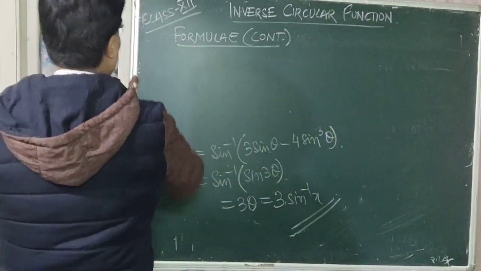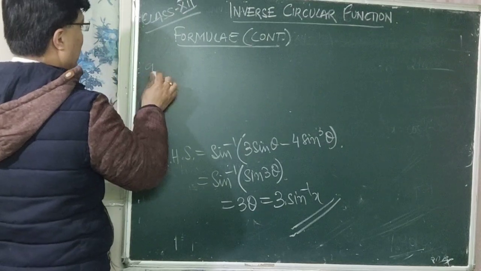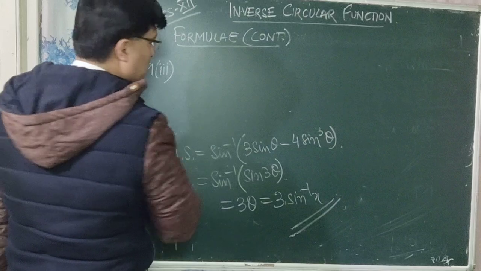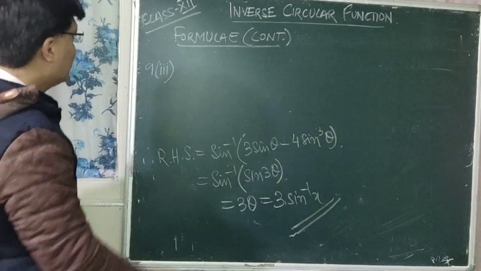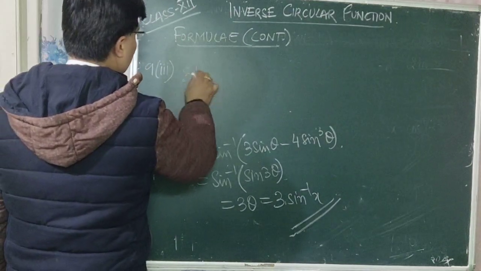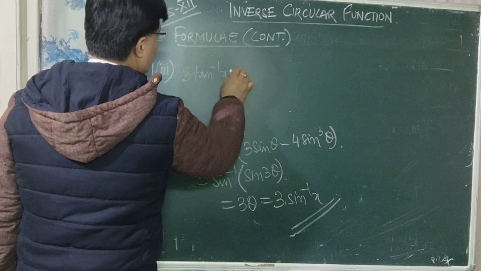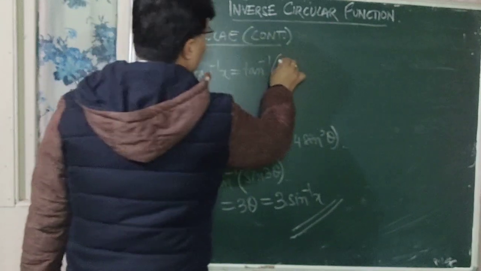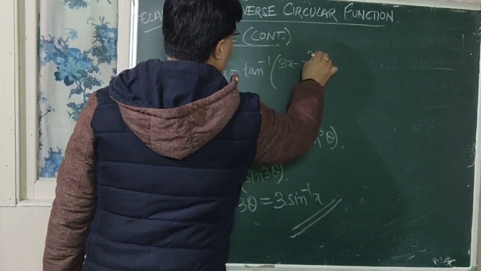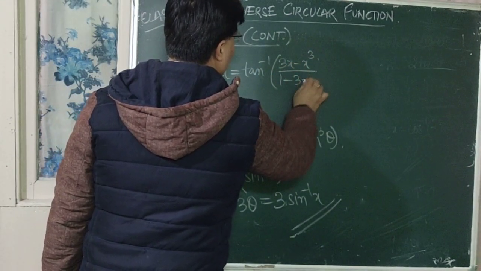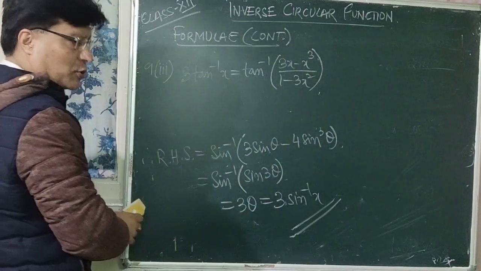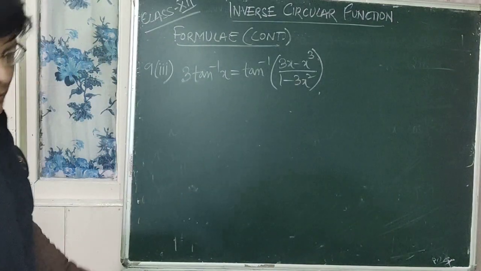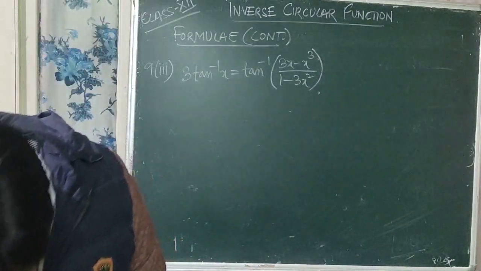Now let us do 9 number 3. Let us prove it. What is formula number 9 3? It was 3 tan inverse x is equal to tan inverse 3x minus x cube divided by 1 minus 3x square. Right? Write down this formula. You have to memorize it also.